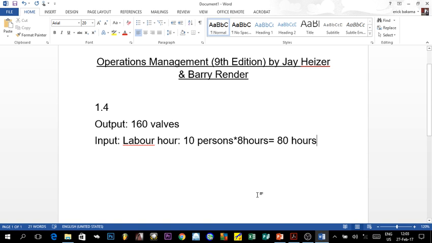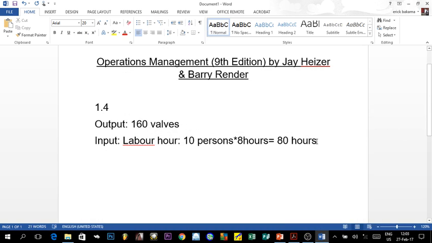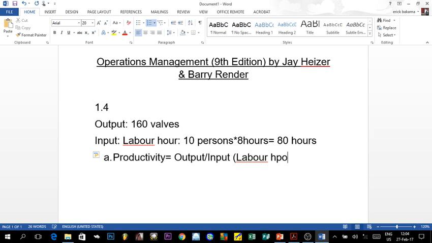But now the first question they are asking is to calculate the labor productivity of the line. Remember what we said about productivity. We say that productivity is equal to the output that you are making, divided by the input. In this case, the input that we are using is labor hours. So this is the formula that we are going to use.